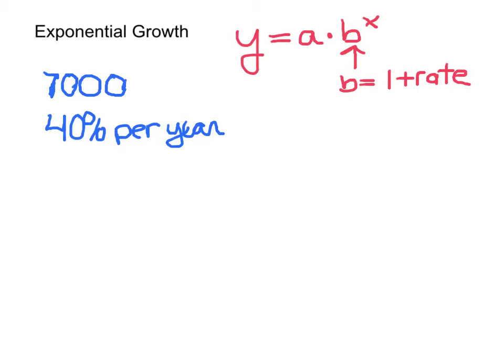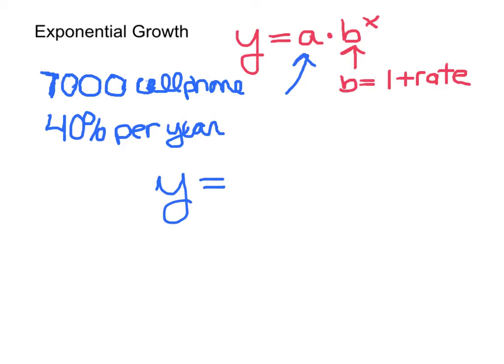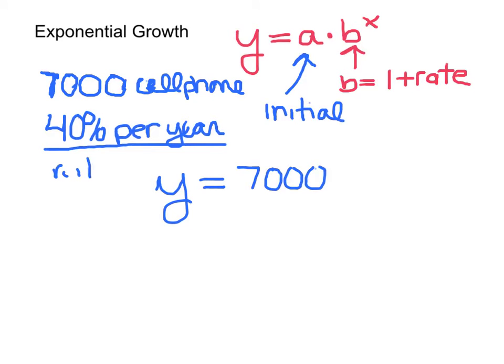So let's say I have a town of population in the millions, but we're back in the olden days, maybe in the year 2000, and only 7,000 people have a cell phone. But because cell phones were getting more popular, officials expected that cell phones would grow at a rate of 40% per year. So if this is an exponential growth problem, I would fill in 7,000 for my initial amount, and then 40% per year is the rate.